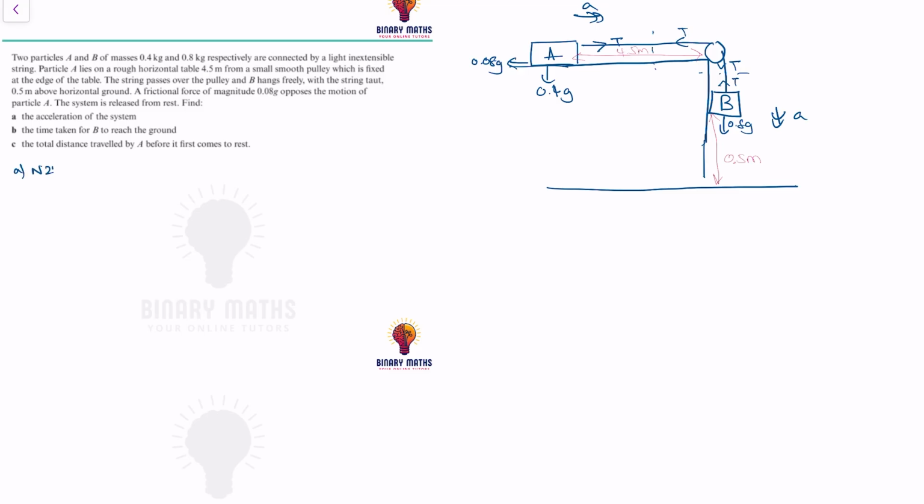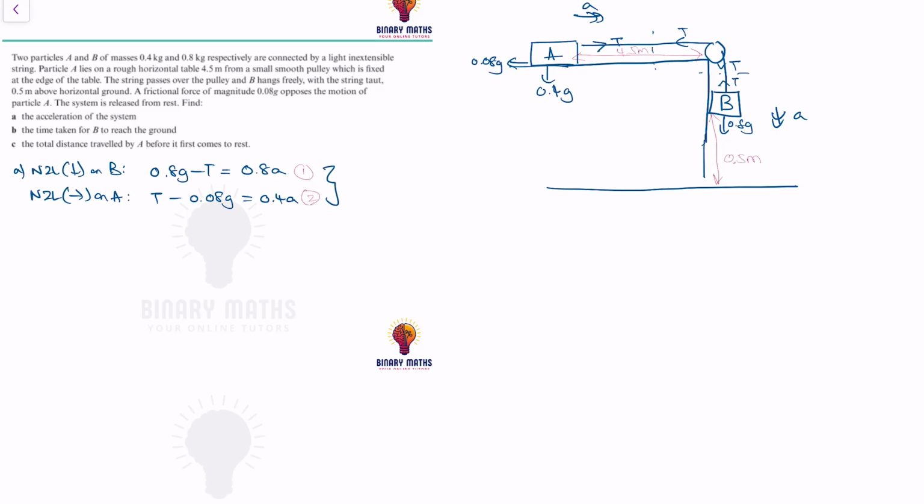So Newton's second law applied vertically on B, I get 0.8g minus T must be equal to 0.8 times acceleration, which is equation 1. Equation 2, from Newton's second law applied horizontally on A, I get the tension minus 0.08g must be equal to 0.4 times acceleration. So this is 2.